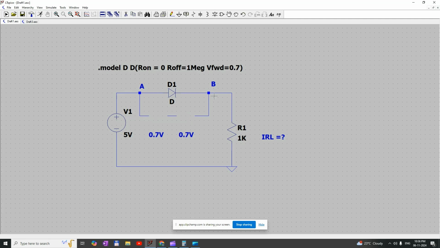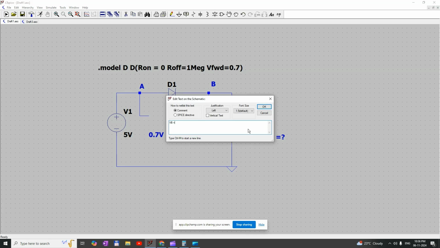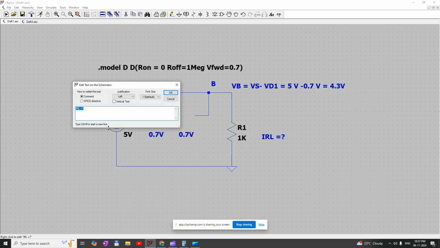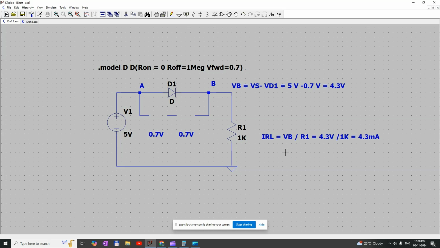Okay. Now we will get the voltage at node B. VB is equal to Vs, the source voltage, minus the cut-in voltage of the diode D1, VD1, which is equal to 5 volts minus 0.7 volt, which is equal to 4.3 volts. So the current across the load resistor R1 is equal to VB divided by R1, which is equal to 4.3 volts divided by 1 kilo ohm, which is equal to 4.3 milliamps. So 4.3 milliamps of current flows through the load resistor R1.